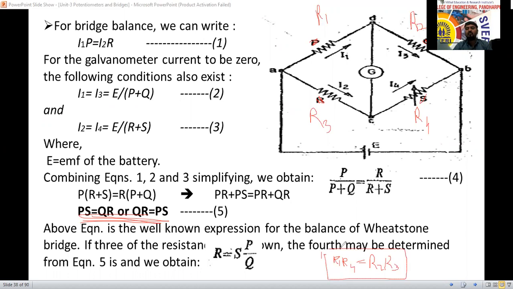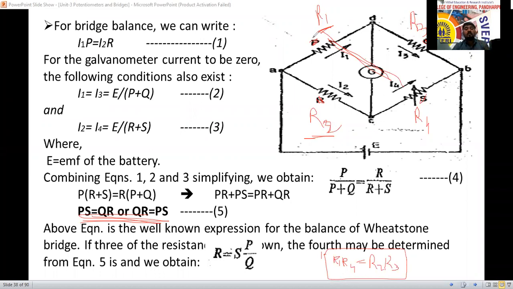R1 R4 equals R2 R3. R1 and R4 are both opposite-side resistances, and R2, R3. You don't worry about that. Here, if you are considering R1, the opposite should be R4. That you have to remember. Whether it is R3 or R2, nothing to worry about. Suppose some people write R1, R2, R3, R4 in a different order, nothing to worry. R1 R4 equals R2 R3 only. We are going to multiply those factors.